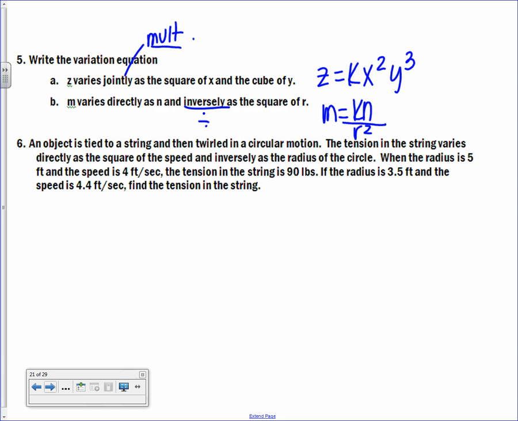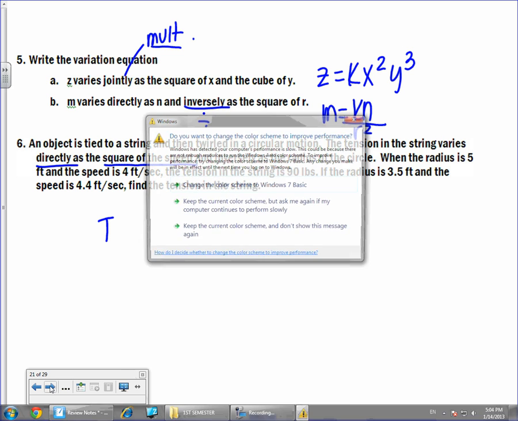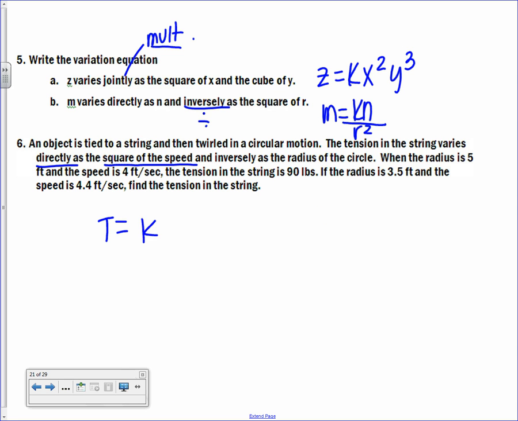So let's try a story problem that goes along with that. An object is tied to a string and then twirled in a circular motion. The tension in the string varies directly as the square of the speed and inversely as the radius. When the radius is 5, so plug in 5 for my radius, the speed is 4 feet per second and the tension is 90 pounds.